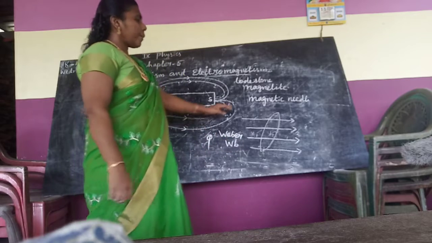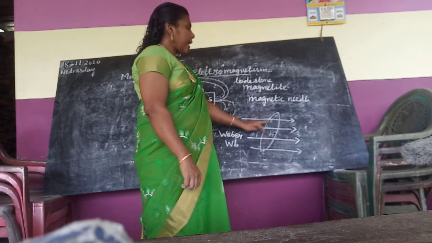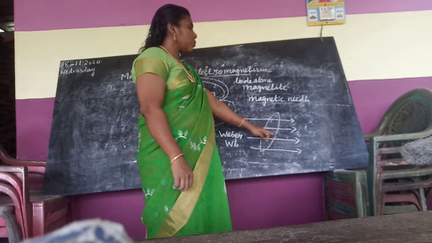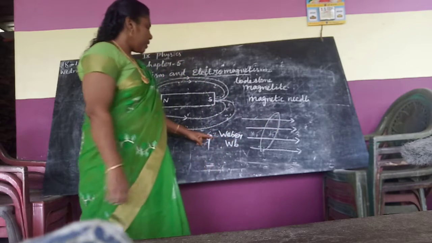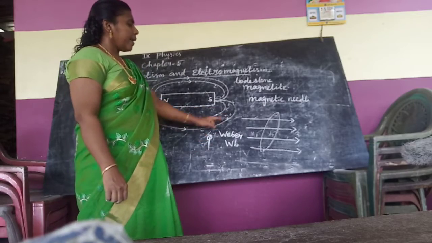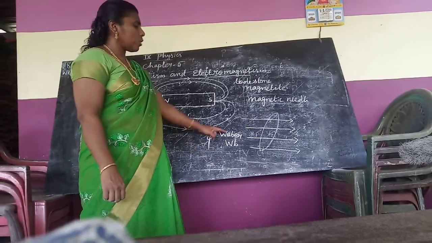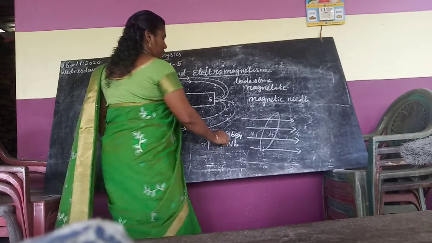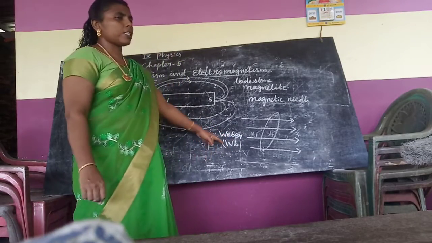So the magnetic lines of force crossing through a unit area normal to the field lines, that is magnetic flux density. Magnetic flux is denoted by the letter phi. The unit of magnetic flux is Weber. So we can write Wb also.